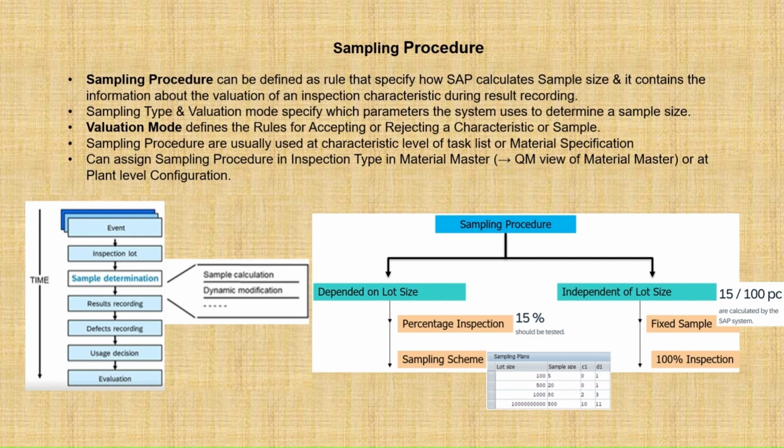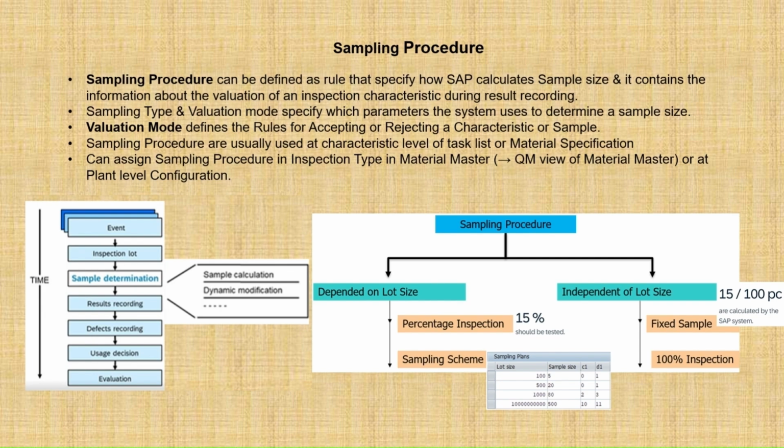A lot will get triggered due to some activity. It could be a purchase order, a sales order, or a production order, and they want to do the inspection. That is an event. Once the lot is triggered, the sample size should be calculated.